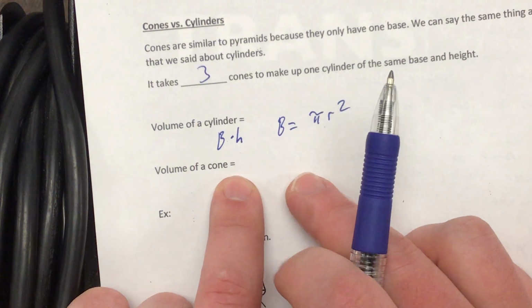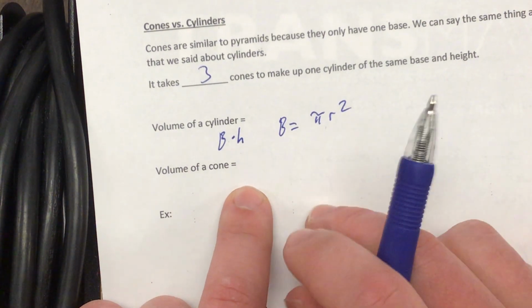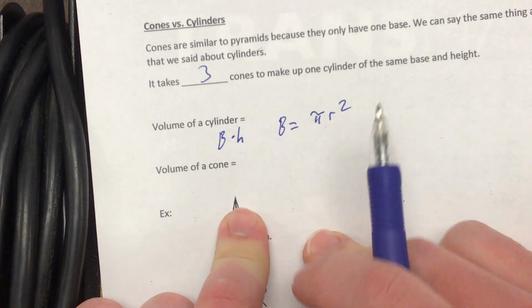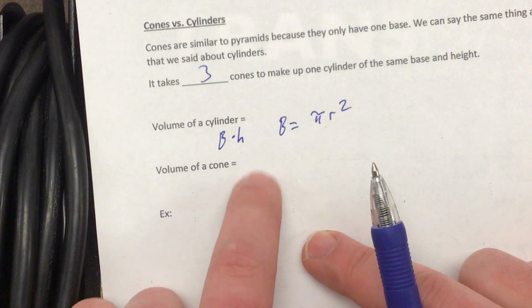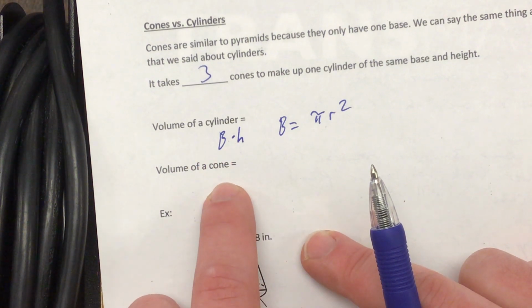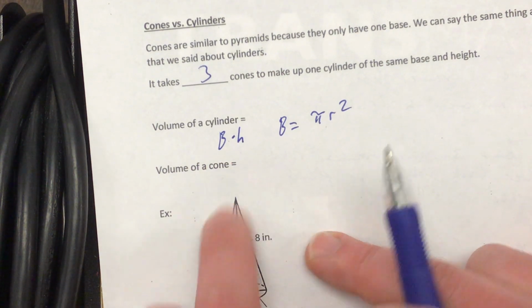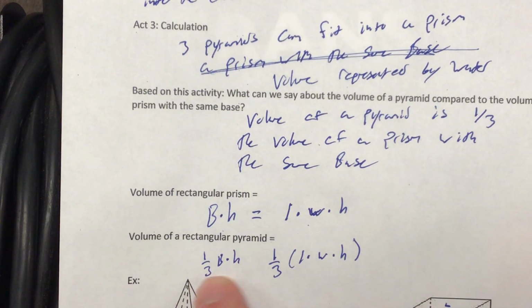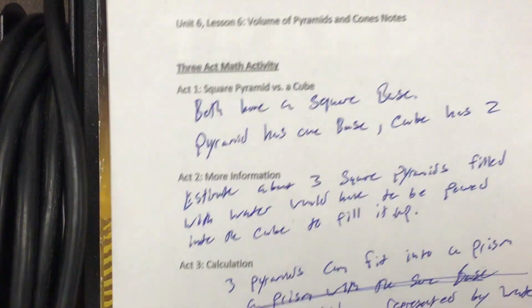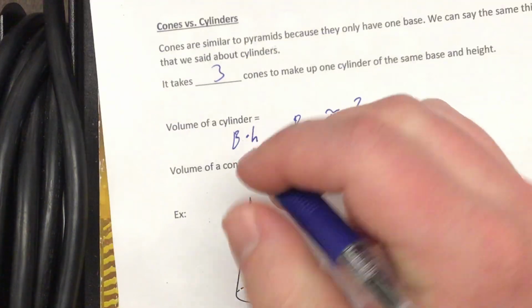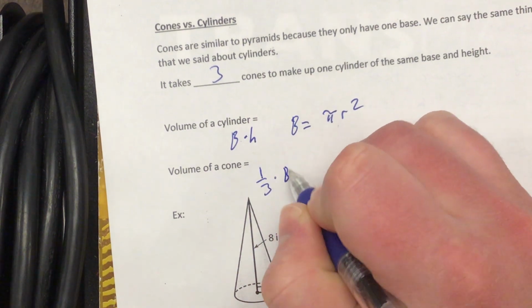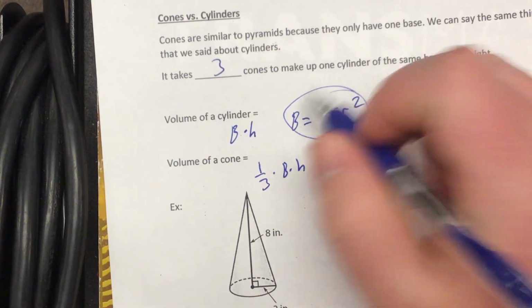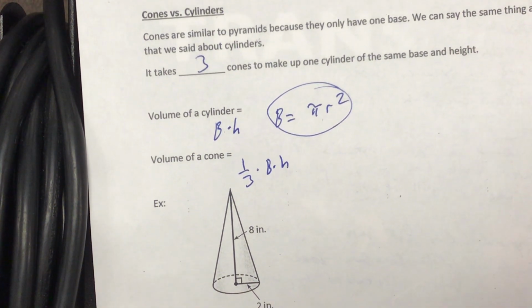All right, so what would we have to do to find the volume of the cone if it takes 3 cones to fill up one cylinder? We just said they're the same as a pyramid and a prism. So we just multiply by 1/3 again. So we take 1/3 times the base times the height. And remember, the base is pi r squared.